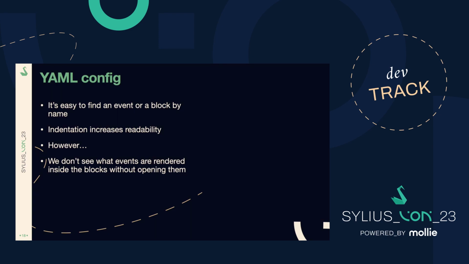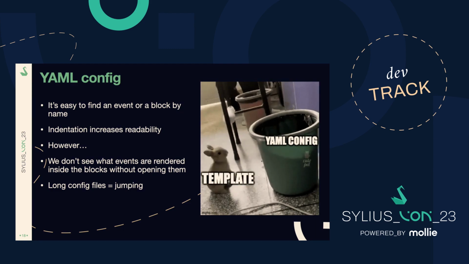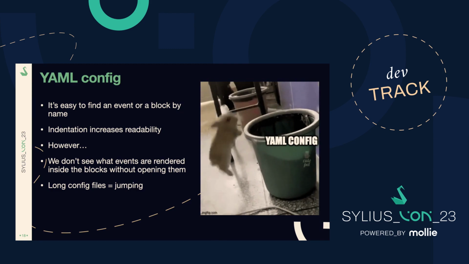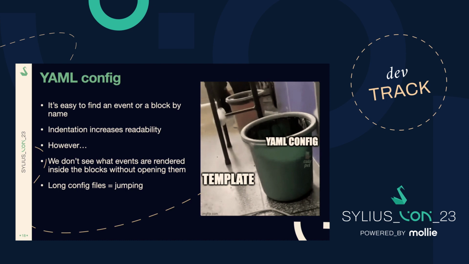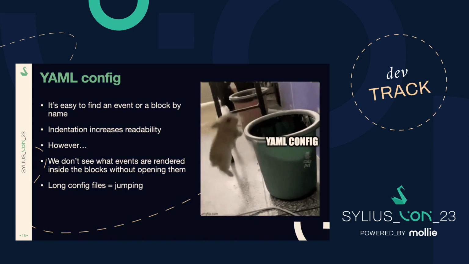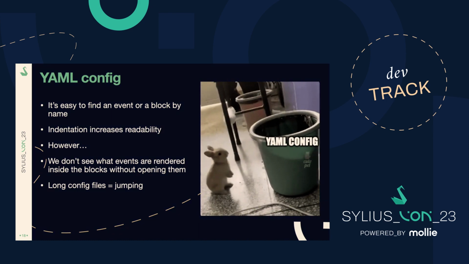So we have to do something with it. And there is a problem, especially in Sylius. We have only a single file where we configure all events. And a long file equals jumping. There is a thing I call the rabbit cycle, where we have a template, we jump to the YAML config, and once we finish the YAML config, we jump back to the next template. And it's not a good thing.